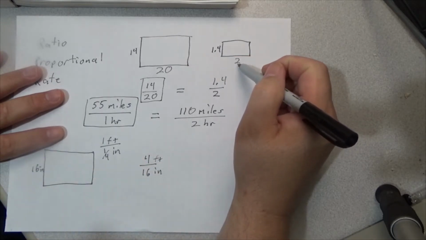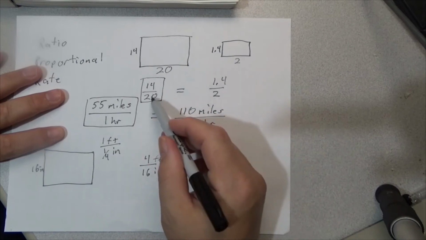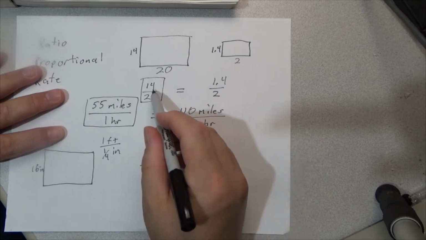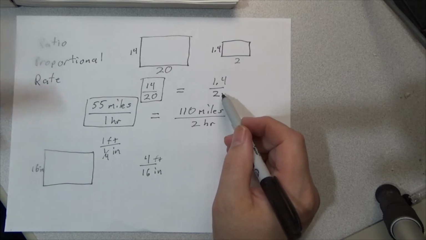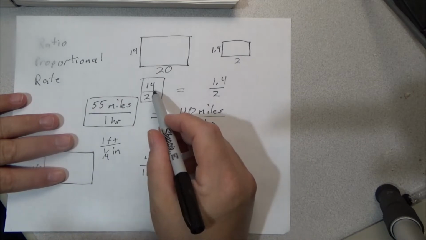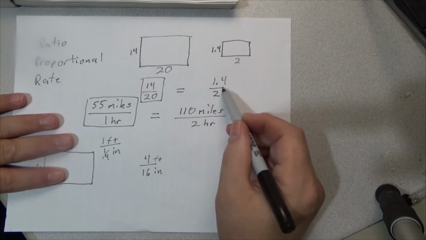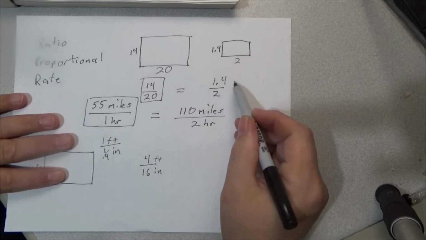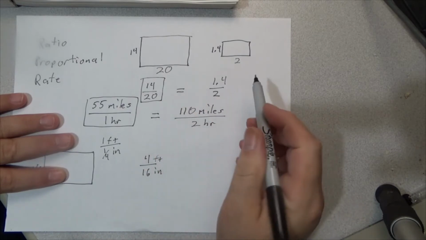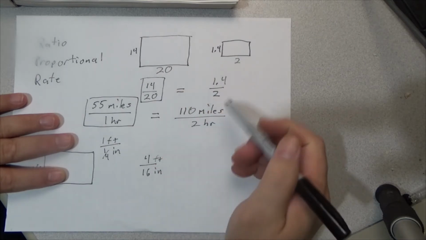So there's a ratio of 1.4 to 2. If these two fractions, 14 over 20 is equal to 1.4 over 2, then these two fractions are proportional. And they would be because they're the same pool, just different lengths. All I have to do is multiply top and bottom here by 10. 10 over 10 is 1, so they're the same. This is more reduced than that one. So these two figures are proportional because these fractions are proportional.